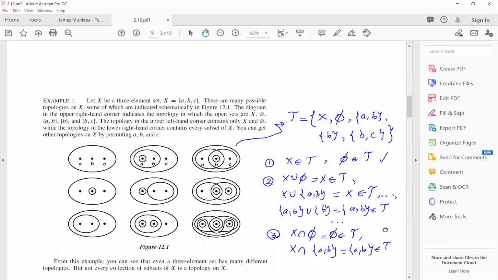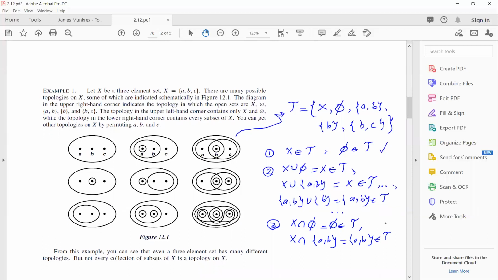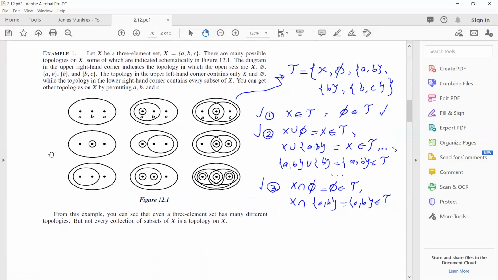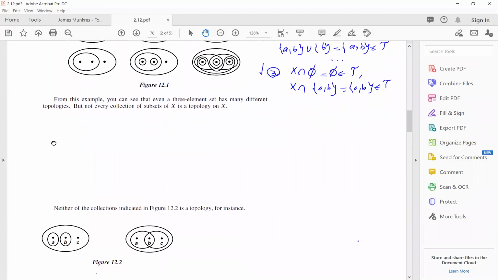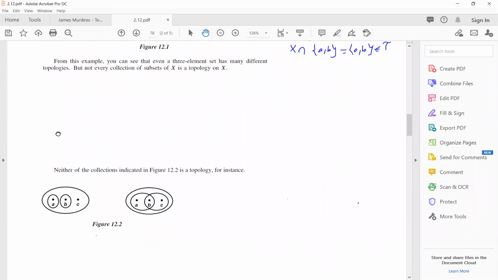And you can continue this process, and actually this collection satisfies all of these conditions, and it is actually a topological space. Each of these figures forms a topological space for set X. Do we have a collection that is not a topological space? Yes. Take a look at these two figures.